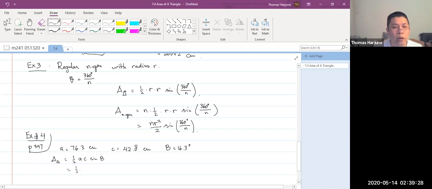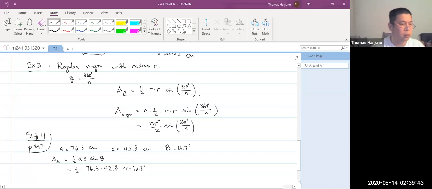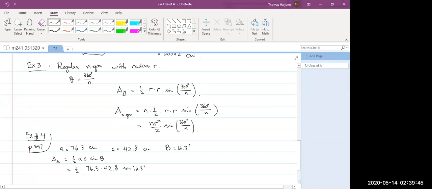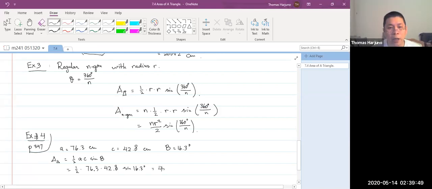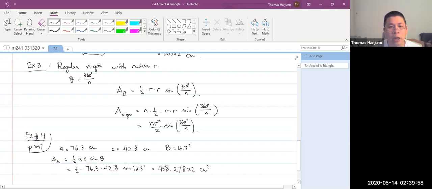That's 1/2 times 76.3 times 42.8 sine 16.3 degrees. Then I go on with my calculator. 458.27822. 458.58, yes. 0.27822 centimeters squared. Can anybody else confirm?